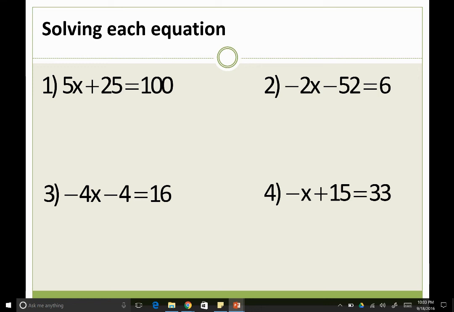All right, so we got 4 more examples here. Again, I want you to pause the video and try these on your own and then come back and check your answers. Ready, pause. All right, let's see how we did here. All right, hopefully you got these solutions.